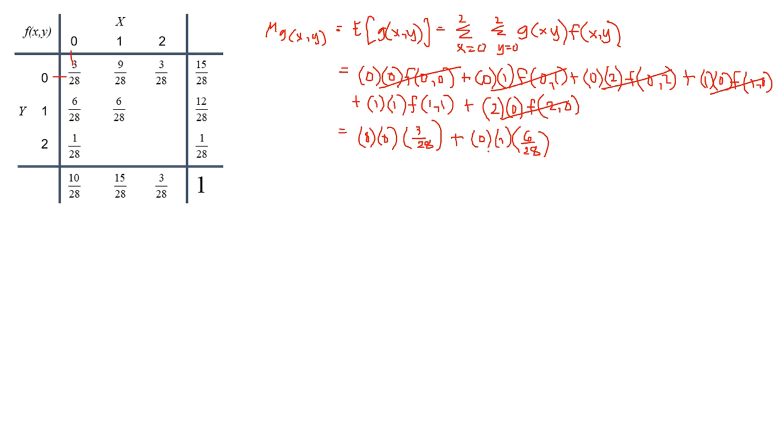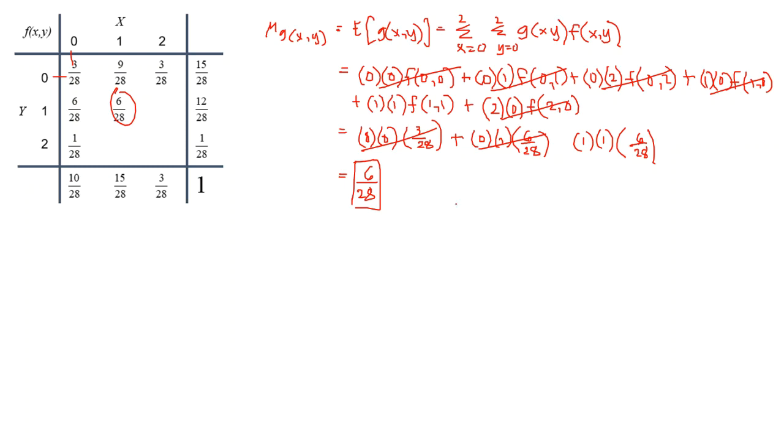So basically, what we have left is just 1 times 1 times f of, or the probability of, 1 and 1. So we have 1 times 1, and the probability of f with x equal to 1 and y equal to 1, which is this one. So we have 6 over 28. Basically, 1 times 1 is 1, times 6 over 28 is just equivalent to 6 over 28. So the mean for the joint probability distribution of x and y is equivalent to 6 over 28.